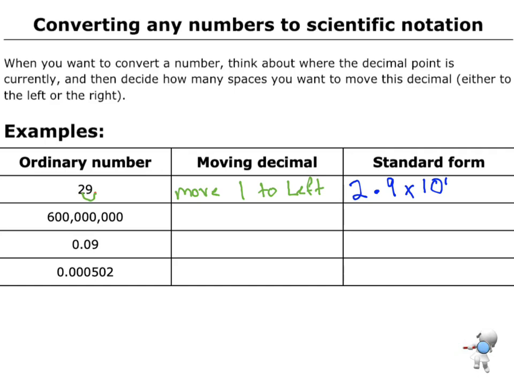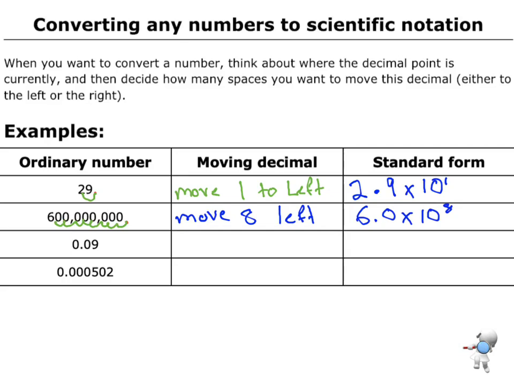Now we do the same thing for the next one, 600 million. Okay, so the decimal point at the moment would be after that million. So I want to move that decimal place 1, 2, 3, 4, 5, 6, 7, 8. So I want to move it so it's between the 6 and 0, because I want to have 6.0 times 10 to the power of something. And in this case, I'm moving it 8 to the left. So that means in standard form, 6.0 times 10 to the power of 8.